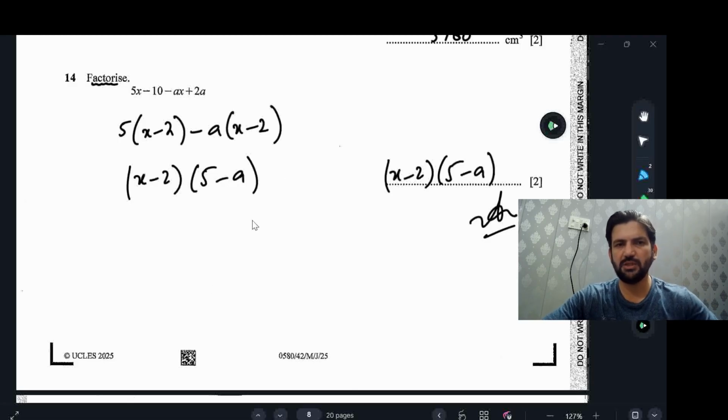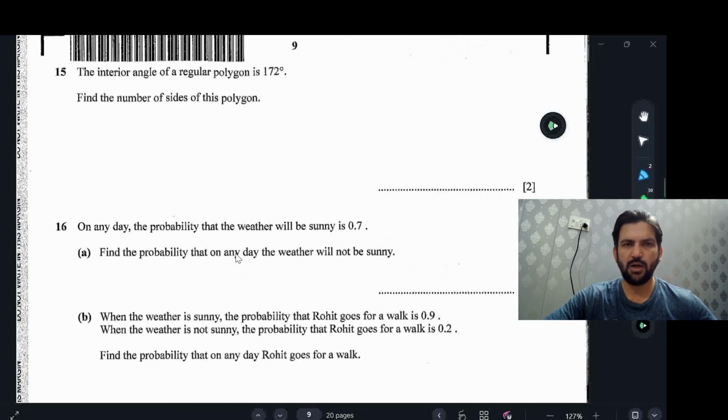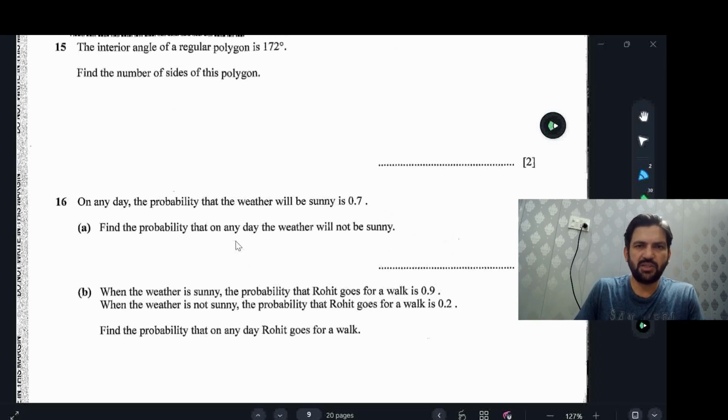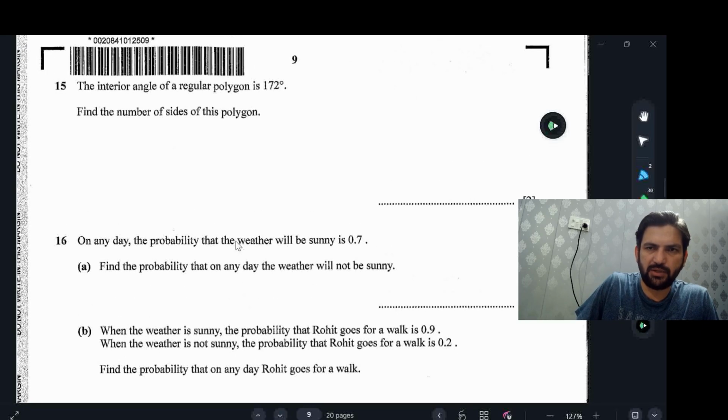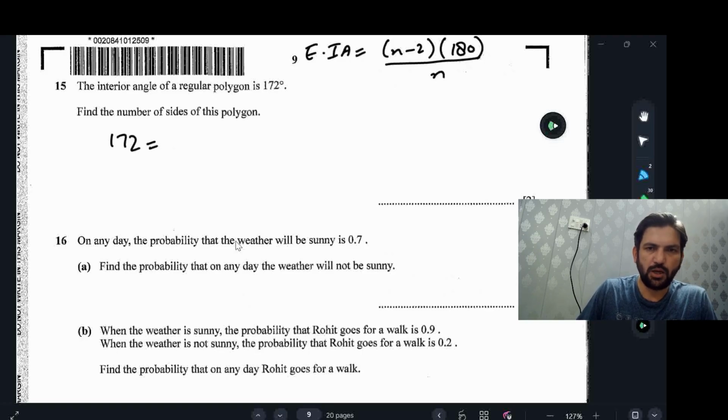Let's move to question number 15. The interior angle of a regular polygon is 172 degrees. Find the number of sides of this polygon. Now we know that each interior angle of a regular polygon, let me write the formula over here, will be n minus 2 into 180 whole divided by n. So 172 is equal to n minus 2 into 180 whole divided by n.